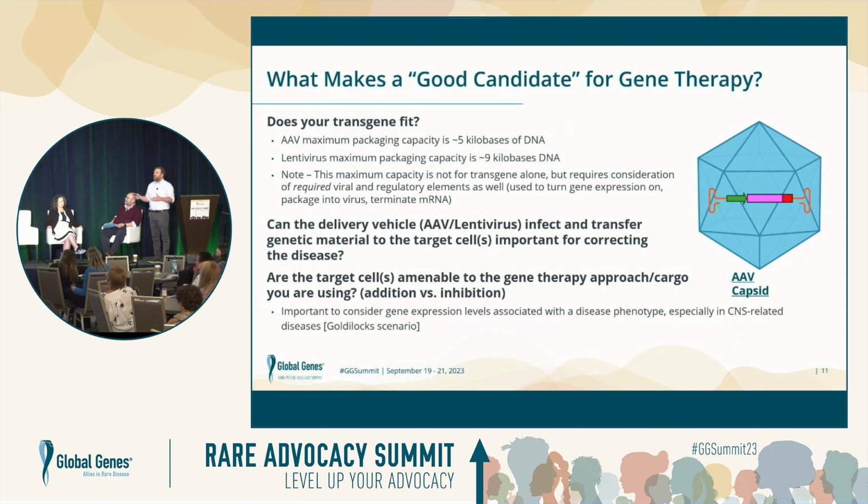So what makes a good candidate for gene therapy? The biggest thing is you're using a natural virus. That natural virus had a genome that was a certain size. We are limited by that. In the case of AAV, you're limited to 5 kilobases. In the case of lentivirus, you're limited to 9, so 5 and 9. And it's important to consider, and I'll show you an example in a second, that that's not just your transgene. That's the signals to turn it on, to turn it off, that sort of thing.